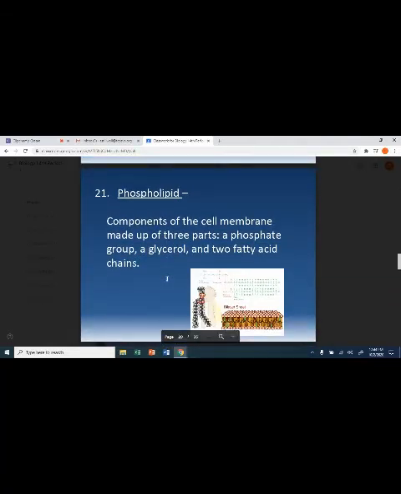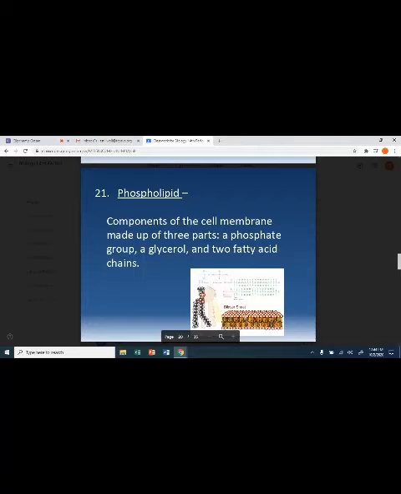The cell membrane is made up of phospholipids. These are components of the cell membrane made up of three parts: a phosphate group, a glycerol, and two fatty acid tails. The glycerol acts as the glue that glues the phosphate to the two fatty acid tails.